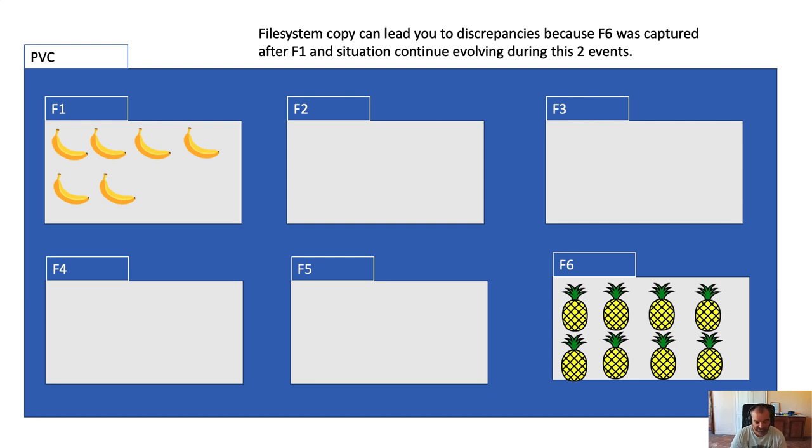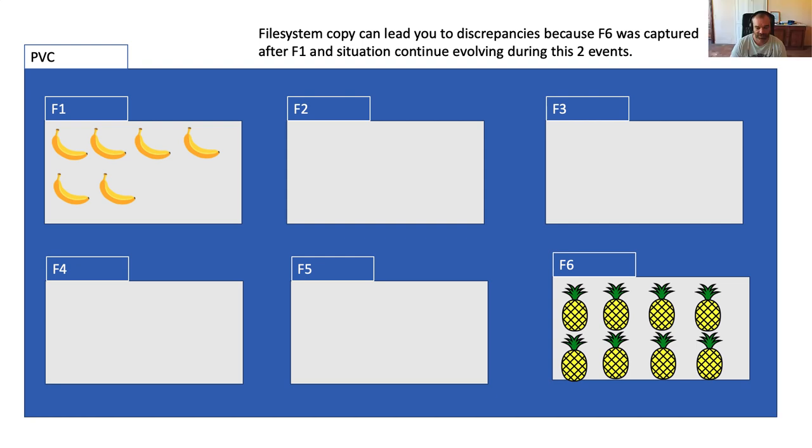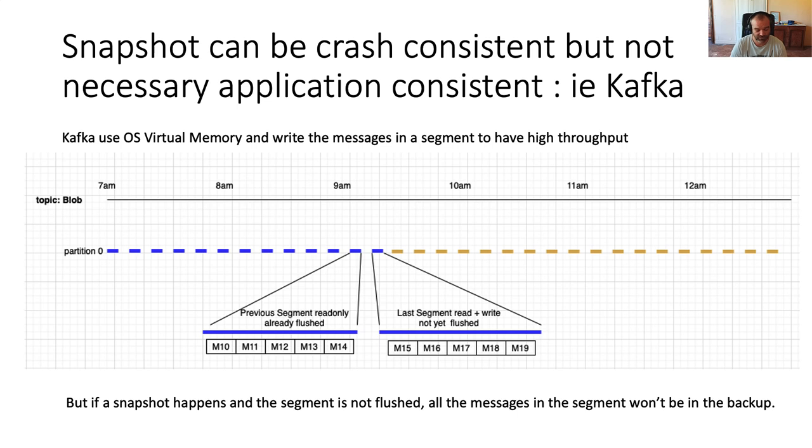But snapshot is crash consistent, but not application consistent. So what does it mean? Let's take an example of an application like Kafka. Kafka is about managing messages. It's made of topics. Topics are made of partitions. Partitions are made of segments. And segments are the files in which you write the Kafka messages.